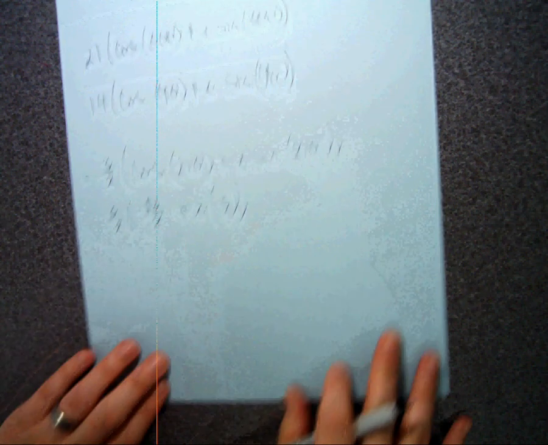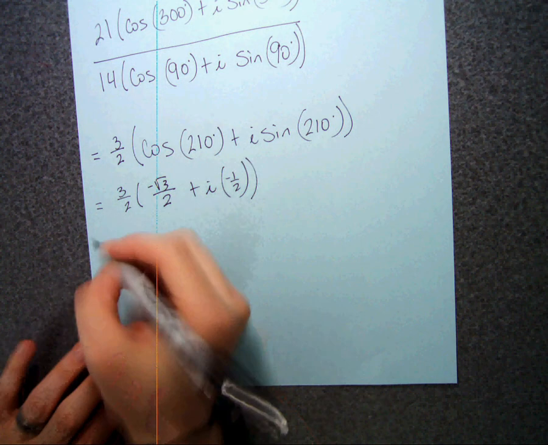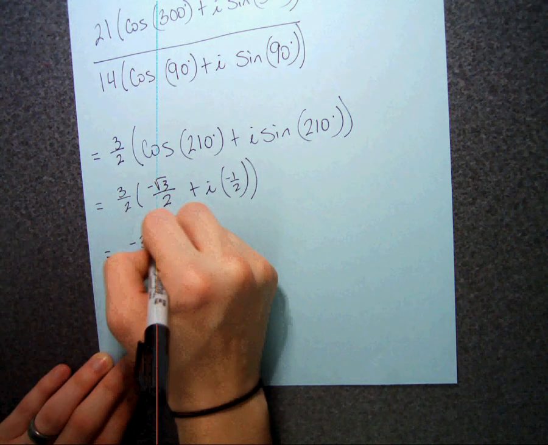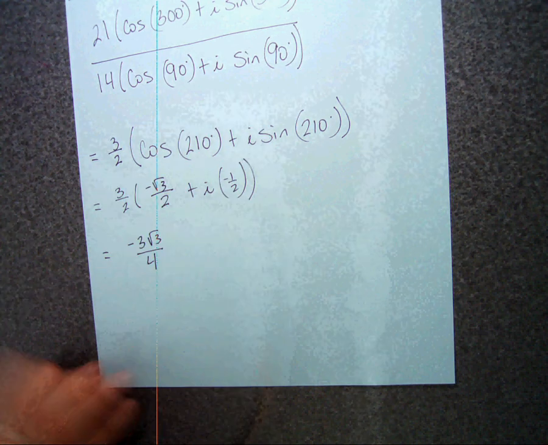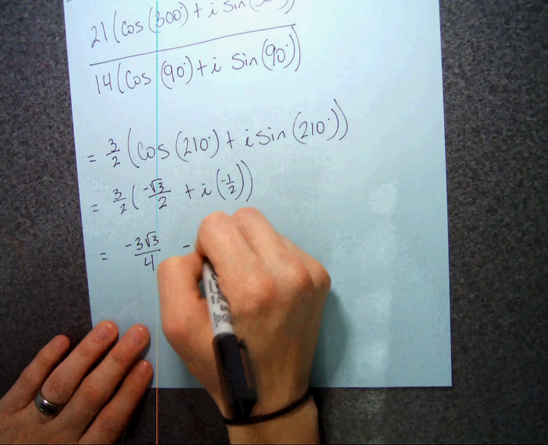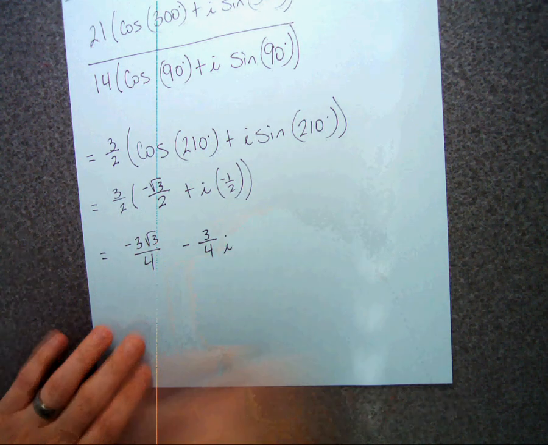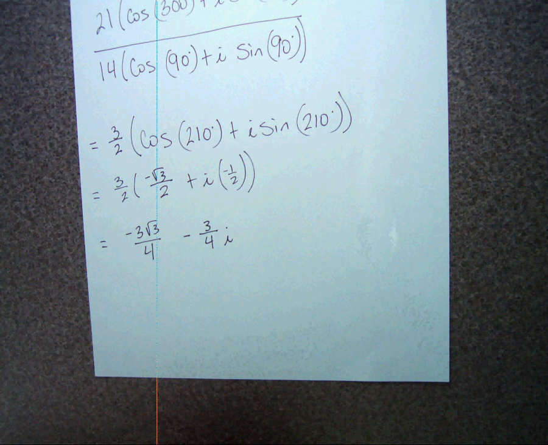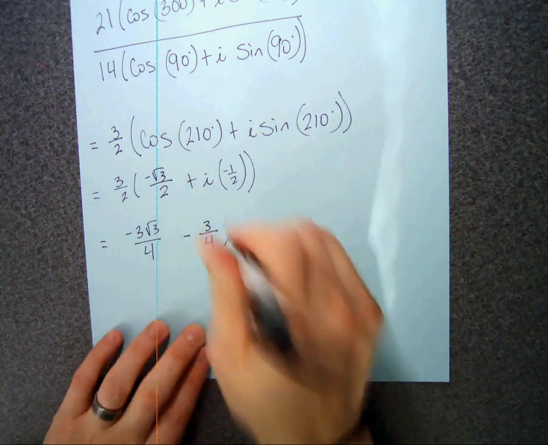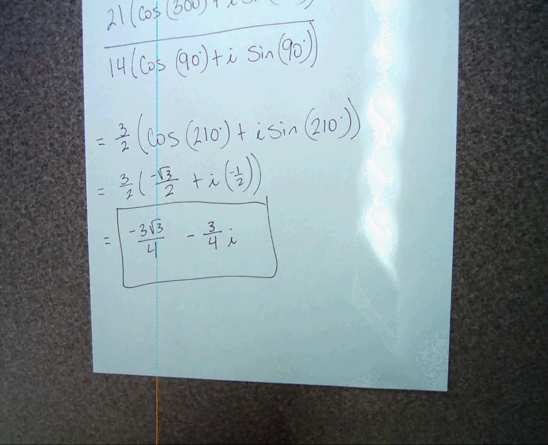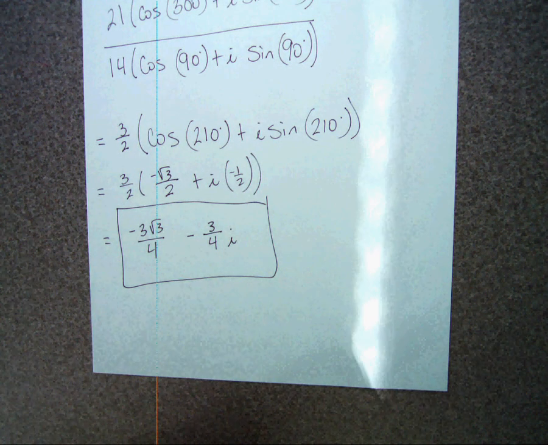And so multiplying that, simplifying it, my real part, I'll have negative 3 square root of 3 over 4. And my imaginary part, I'm going to have negative 3 over 4 i. So if my angle turns out to be something on the unit circle, I want to have an exact value. That's the point of the unit circle. If it's not on the unit circle, then an approximated value is sufficient.